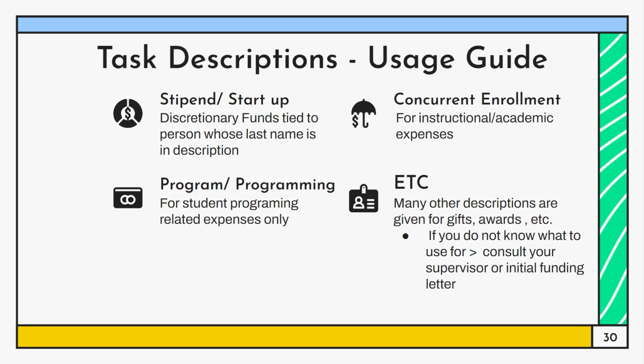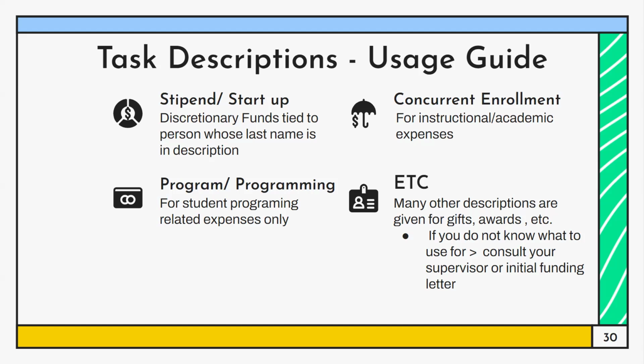And then finally, we have a lot of COAs. We have a lot of descriptions. We couldn't encompass them all here. But for many of the other descriptions, they are associated mainly with gifts and awards, endowment funds, etc. And you should have received guidance when that COA was created on how to spend that particular COA fund.